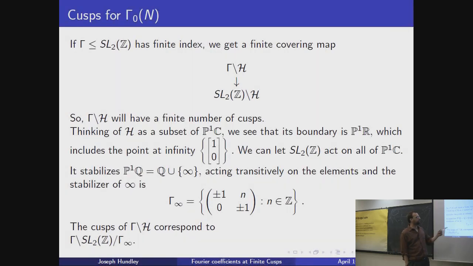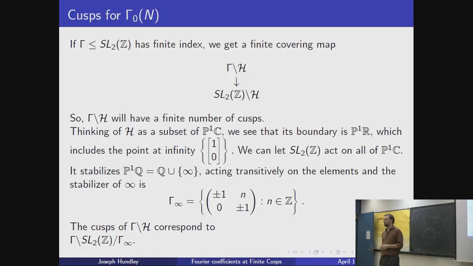And the stabilizer of infinity, that's why it's called gamma infinity. Right? G sub x is the stabilizer of x. So it's exactly the same as we had before. And now we sort of understand what should describe these cusps.